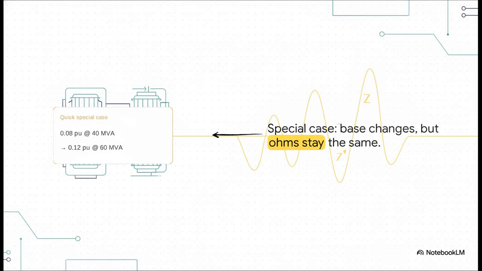Let's check out a quick special case that you'll run into all the time. If your voltage base remains unchanged, 0.08 per unit on a 40 MVA base smoothly converts to 0.12 per unit on a 60 MVA base. Notice what actually happened here. The physical ohms of the equipment didn't magically grow. Instead, the impedance base itself became smaller, which inherently drives the per-unit number up.